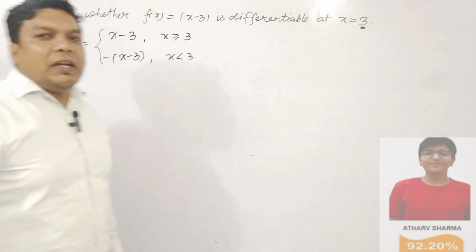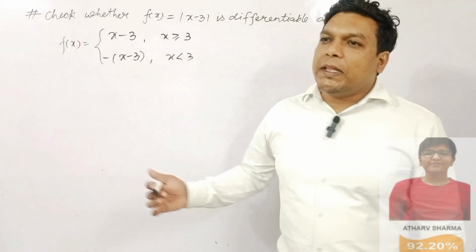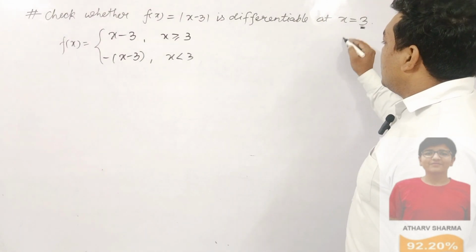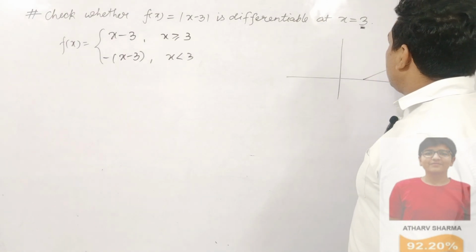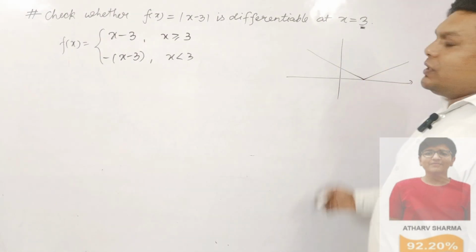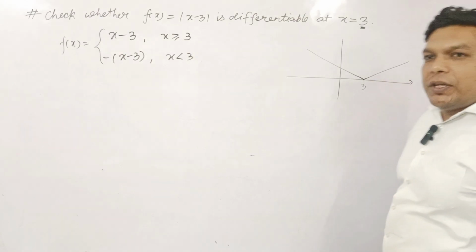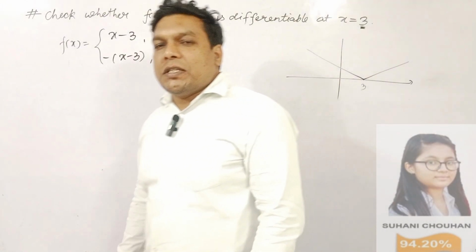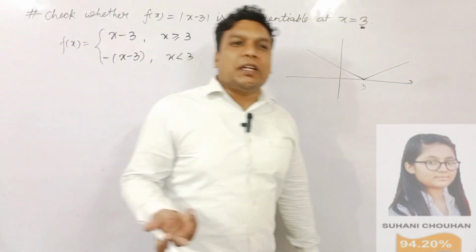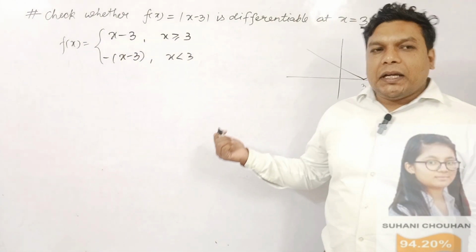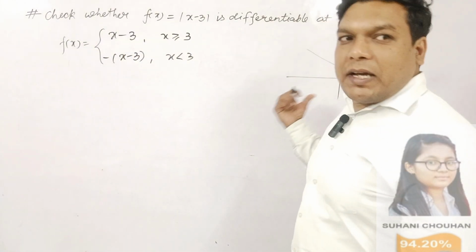If we go by the graphical method, we can say directly what the graph of mod of x minus 3 will be. It is the graph of mod x minus 3, if you remember. And this is a sharp corner. So, a sharp corner, so what can you say? The function is not differentiable at x equals 3. So with the graphical method it was done within seconds. But mathematically, let's see whether it is correct or not.